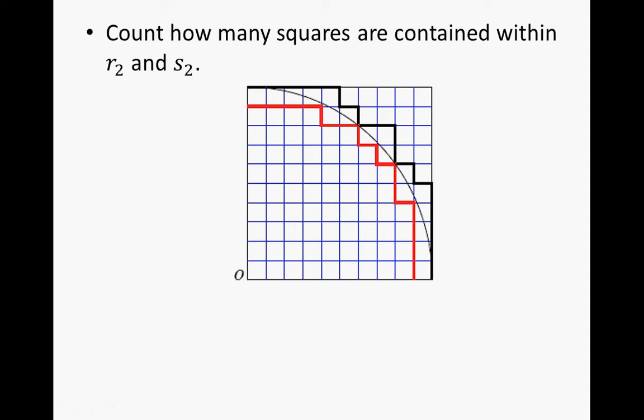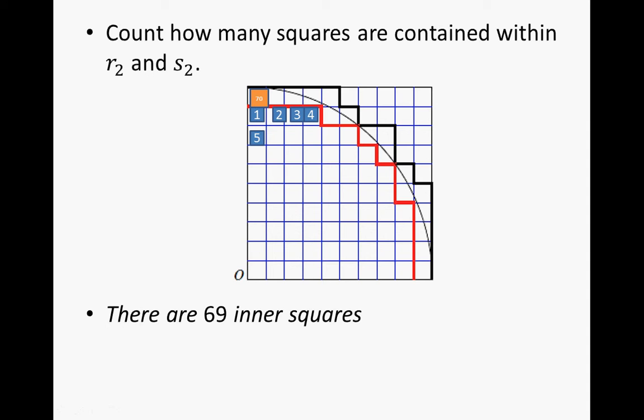So count how many squares are contained within R sub 2 and S sub 2. So what we would do is we would count starting here. So here's the first square, second square, third square, fourth square. We're not going to go beyond, and then we would keep counting. So 5, and there you should end up with 69 inner squares. So if you count all of these, by the time you get down to the bottom here, you should be at 69.